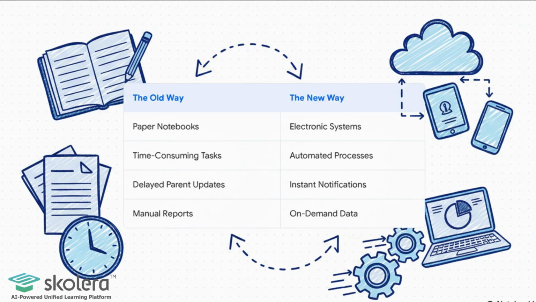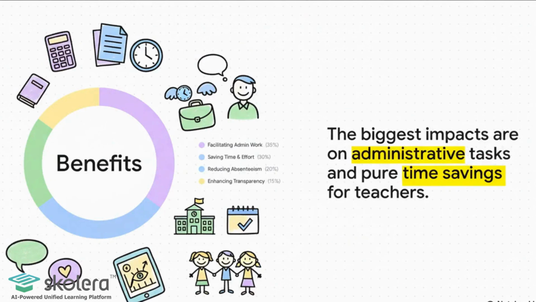Instead of a parent finding out their kid missed class days later, they can get an instant notification. It's a huge shift from being reactive to being proactive. So where's the biggest win here?